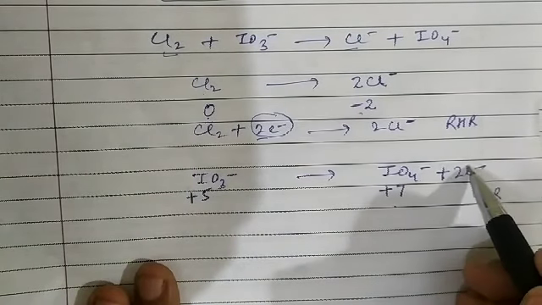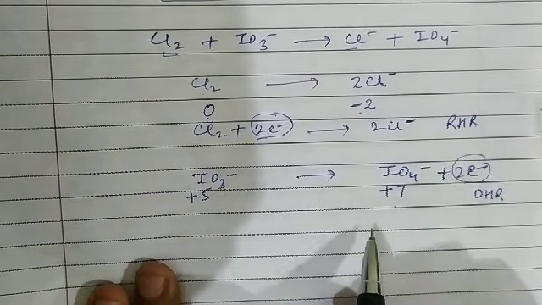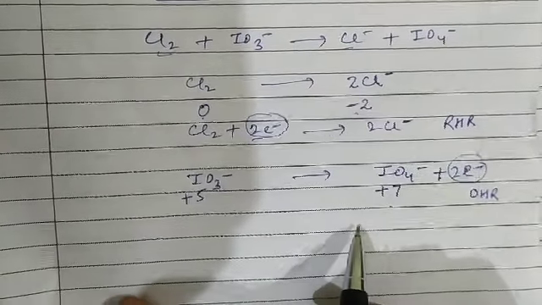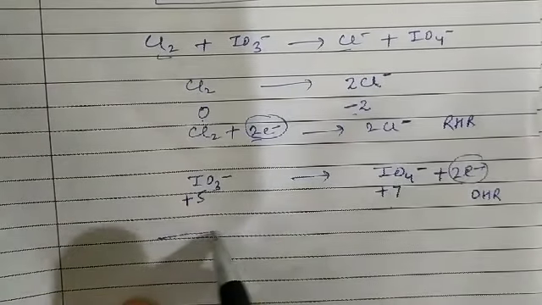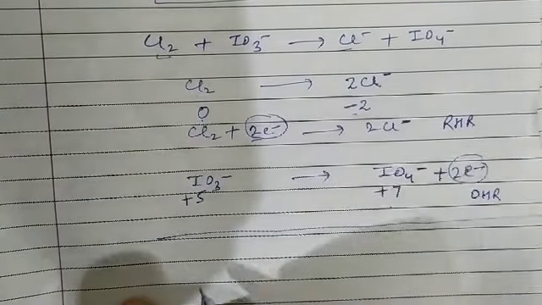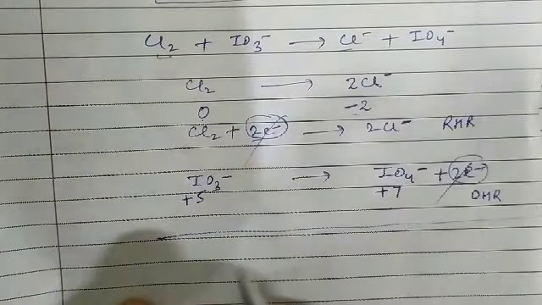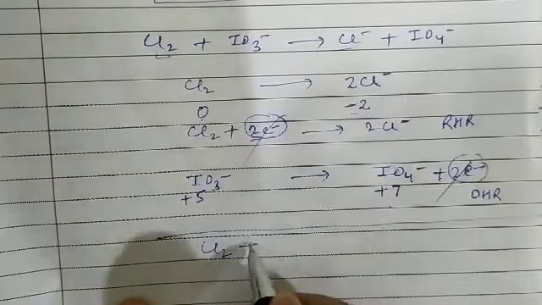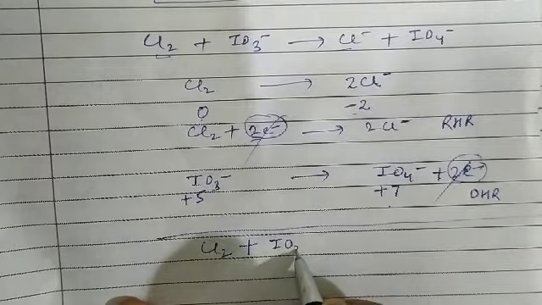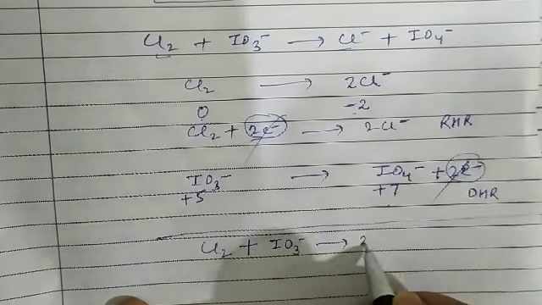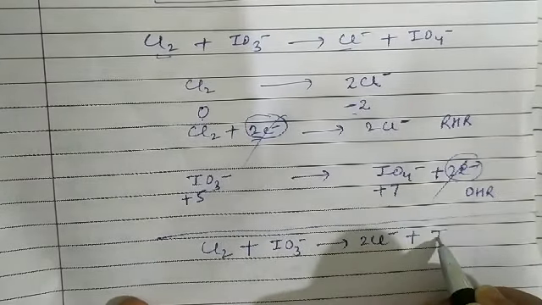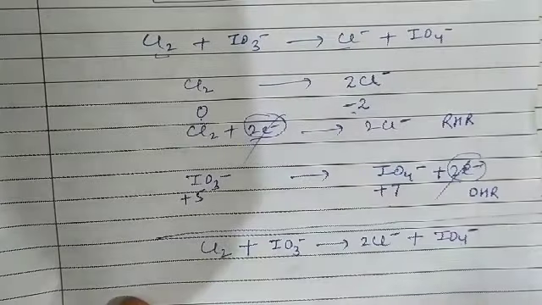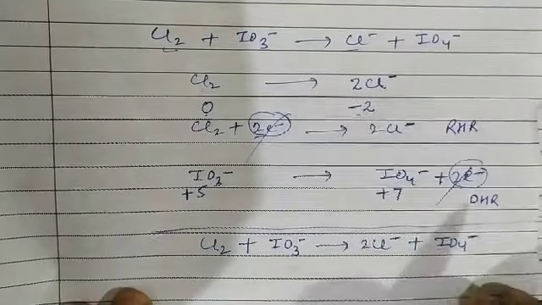Also in the oxidation half reaction, 2 electrons. So add the reduction half reaction and the oxidation half reaction, so the net electrons will be cancelled out. 2 electron, 2 electron. So the reaction changes into Cl2 plus IO3 negative changes into 2 Cl minus plus IO4 minus.